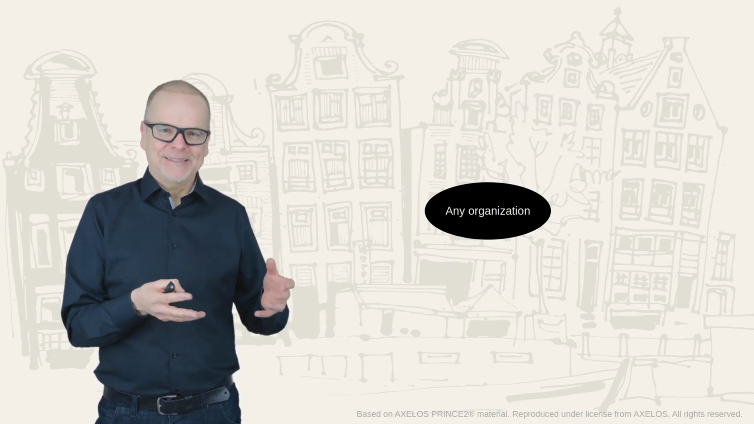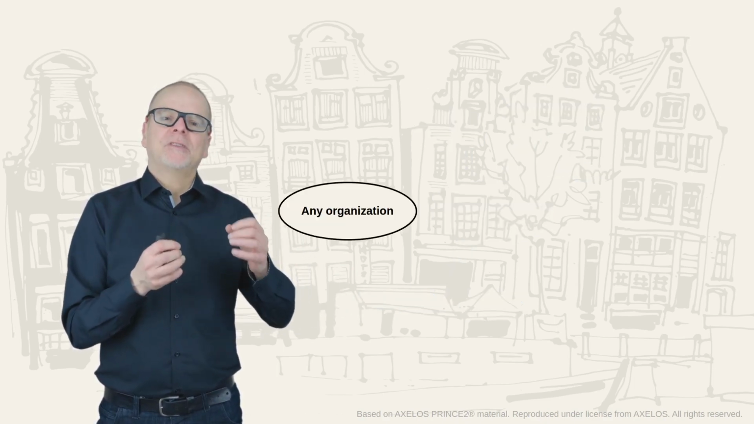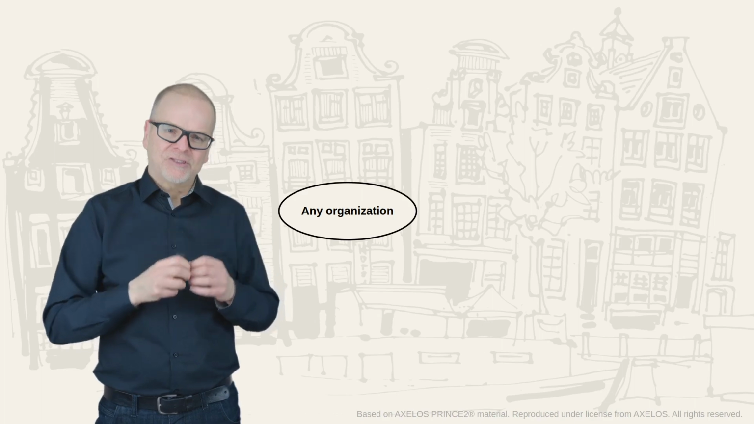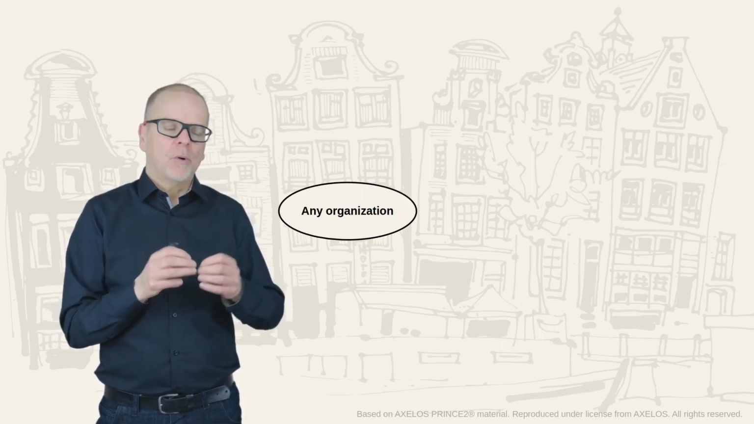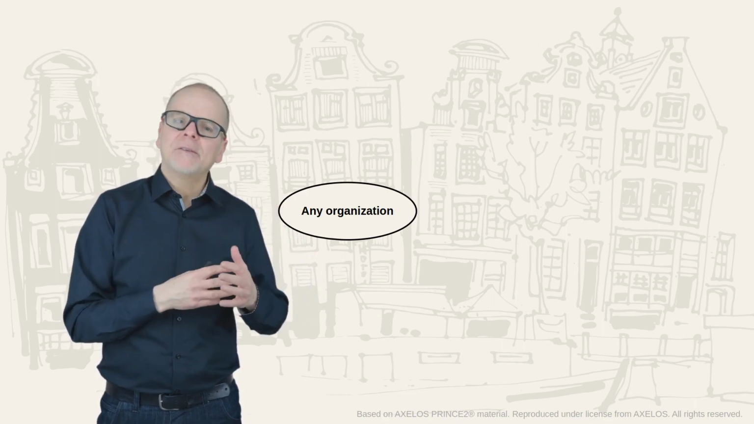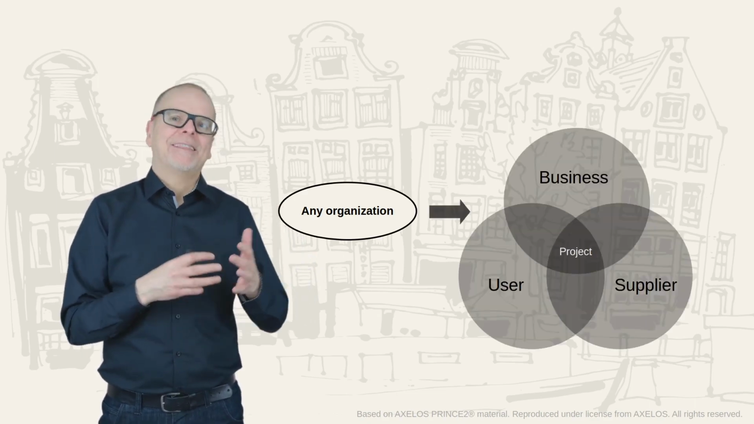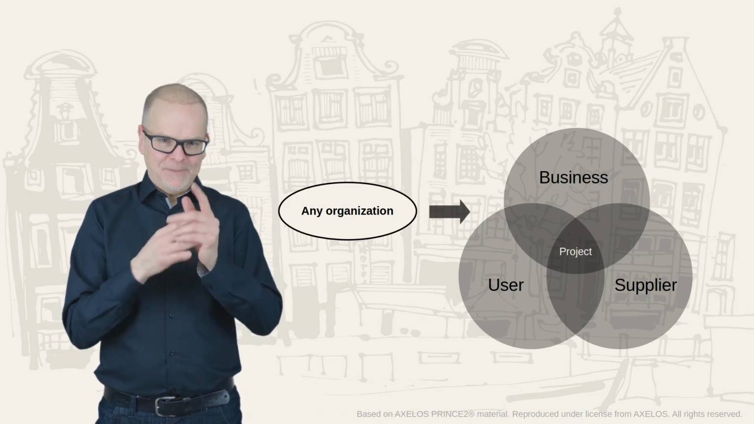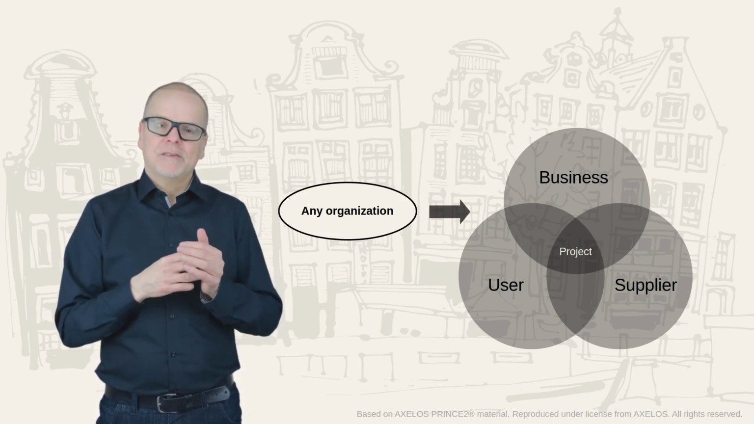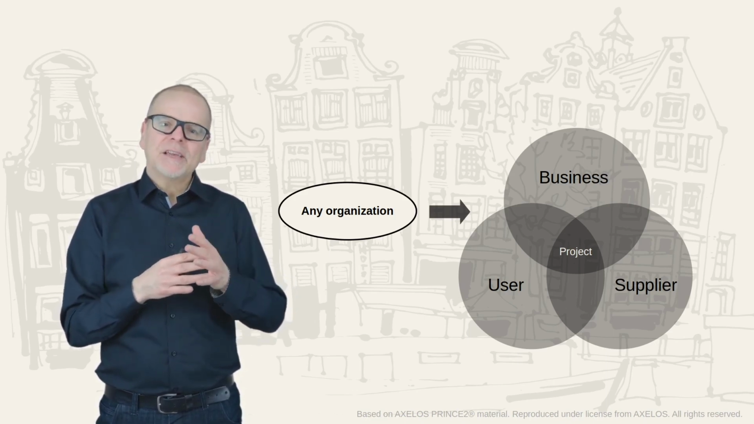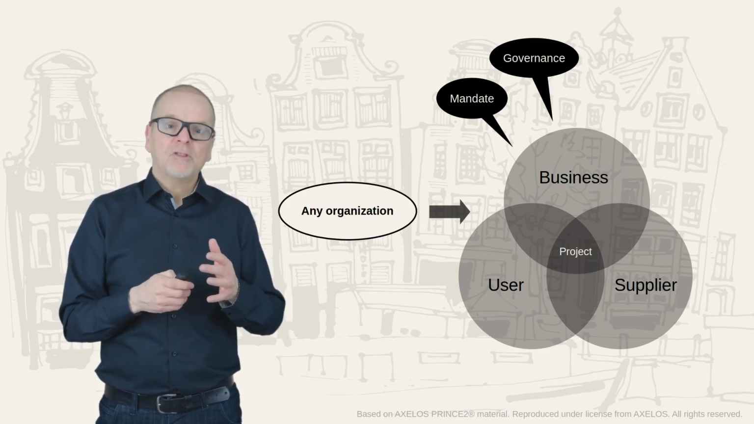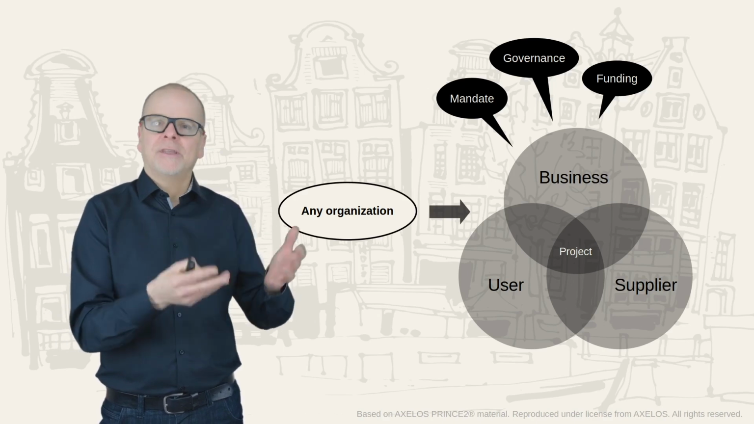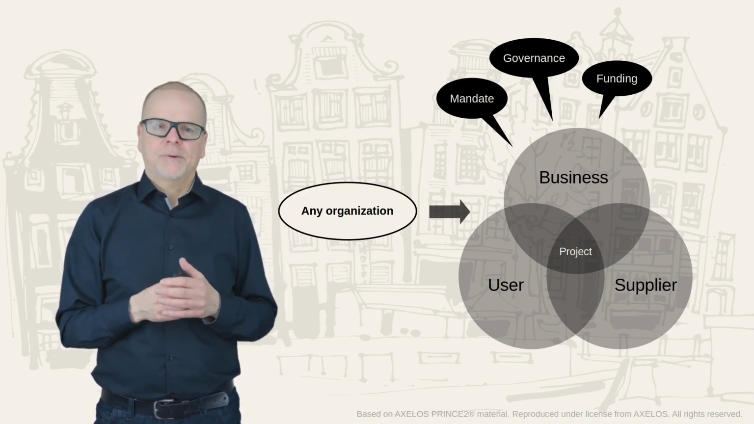So what do I mean by that? First of all, PRINCE2 does not require a specific organizational structure. It does like to have someone, though, who represents the business side of the project, the user side, and the supplier side. Let me explain that. From the business side, the business actually provides the project mandate and the governance. They also provide the funding, and we can refer to them, let's say, as the customer.